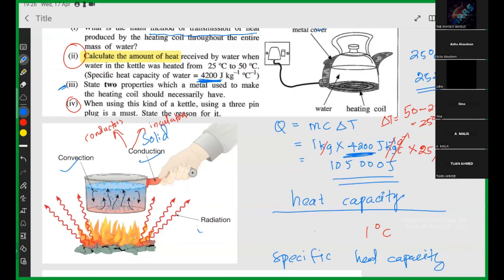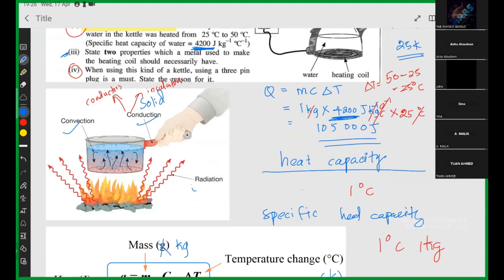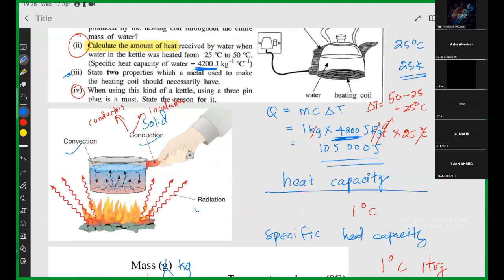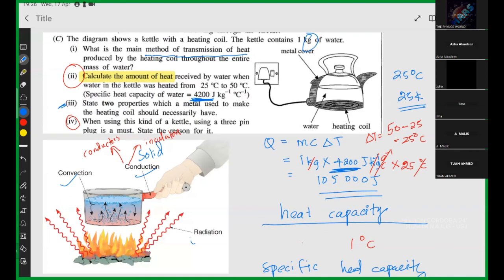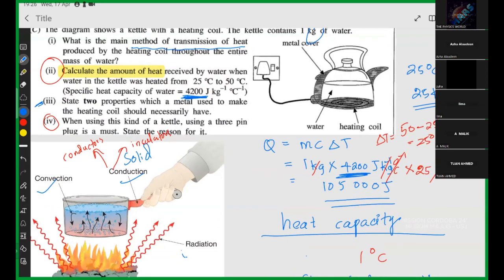Is it also okay? Can you please explain the third one? Okay. Third one is asking. Here they have used the heating coil now. They are asking you what must be the characteristics of this heating coil. If you want to use this kettle properly, what are the characteristics that this heating coil must have?